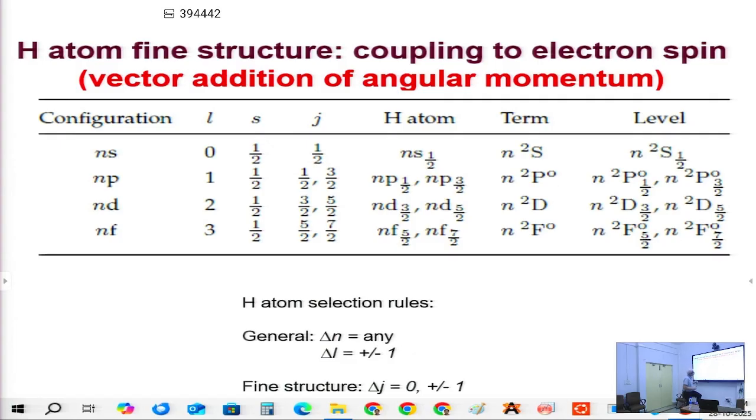So if you look at this little group here, these are all delta L plus or minus 1. That's delta J of 1. That's delta J of 0. That's delta J of 1. But that is delta J of 2. So that one's not allowed.